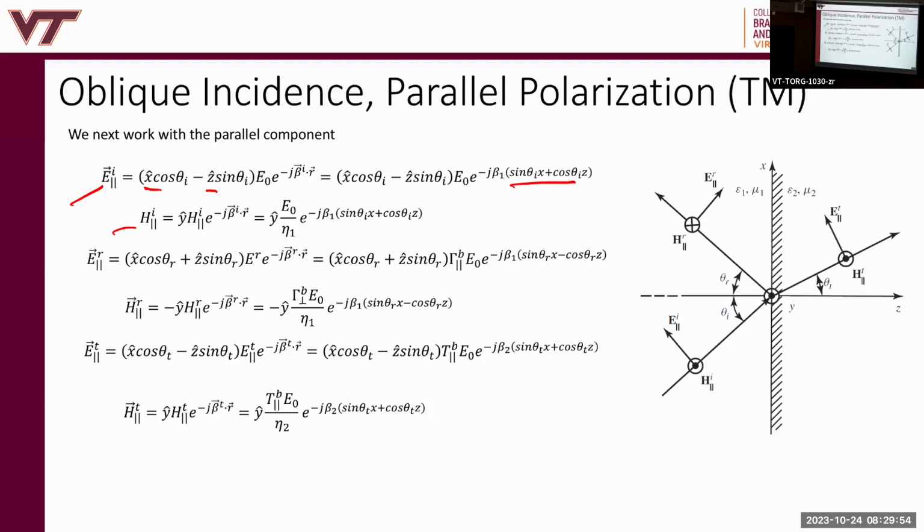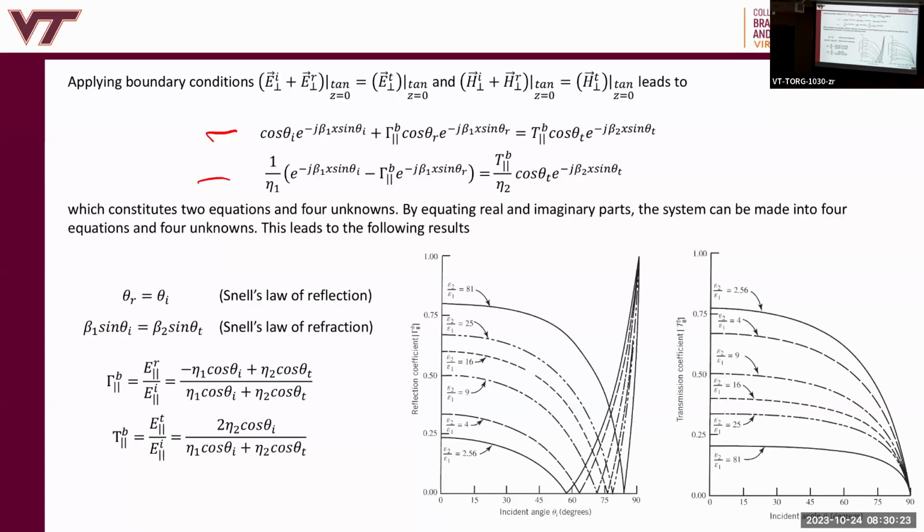Then we have the incident magnetic field, which we can find using our right-hand rule if you'd like. The reflected electric field we can also write in terms of its x and z components, and it now has a gamma parallel. We have the magnetic field incident, reflected, and we use gamma now, and we can write the transmitted electric and magnetic fields. Applying the boundary conditions, we get these two expressions. We have two equations and four unknowns again. By equating the real and imaginary parts of these two, this system can be made into four equations with four unknowns.